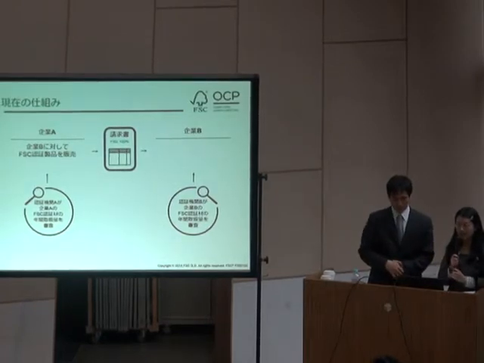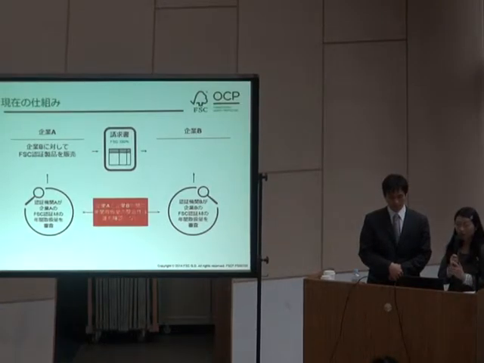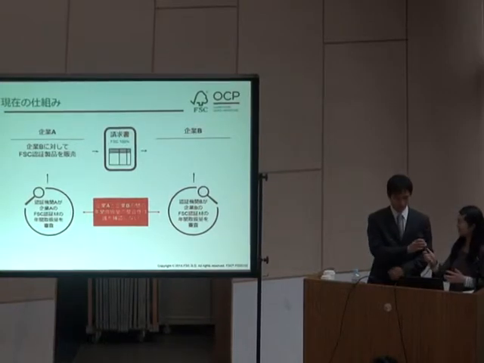A and B will be audited by their certification bodies separately, and therefore there's no one to control the volume across A and B.